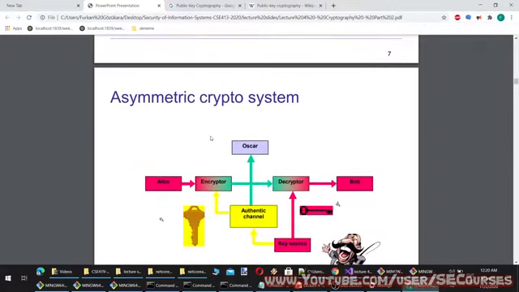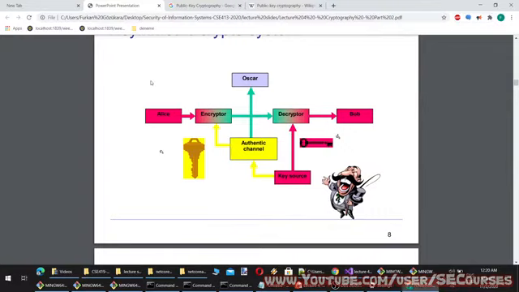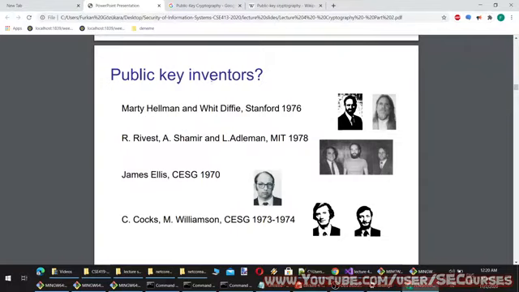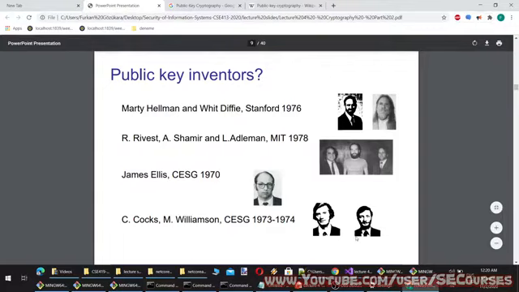Okay, so with an asymmetric crypto system, Alice uses an authentic channel to get a public key, encrypts the message with the public key, and Bob uses a private key to decrypt the message. Okay, so there are public key inventors. As you can see, there are several inventors of public key.